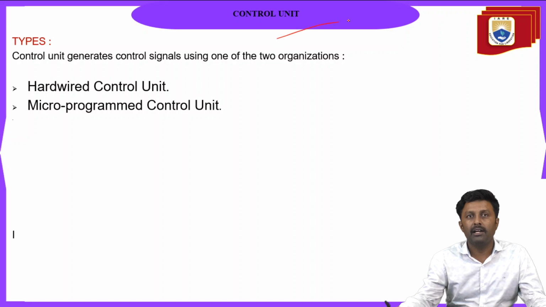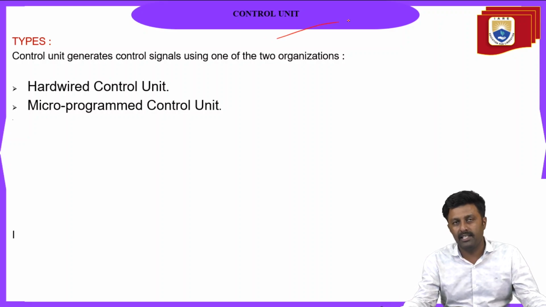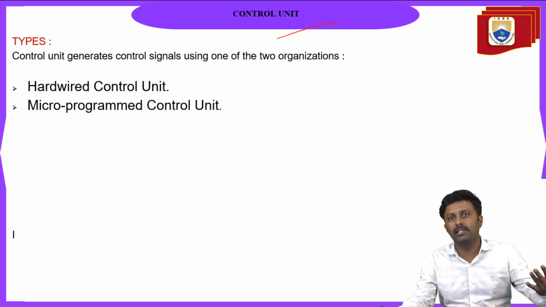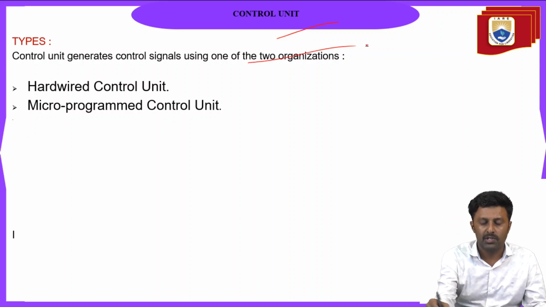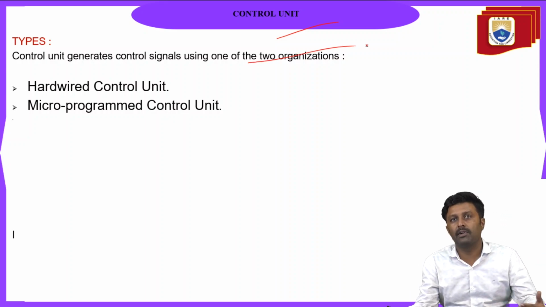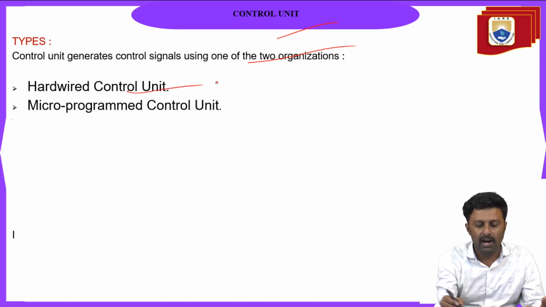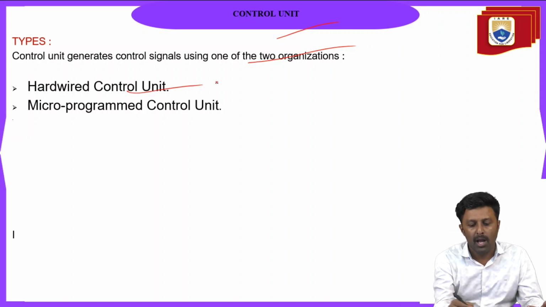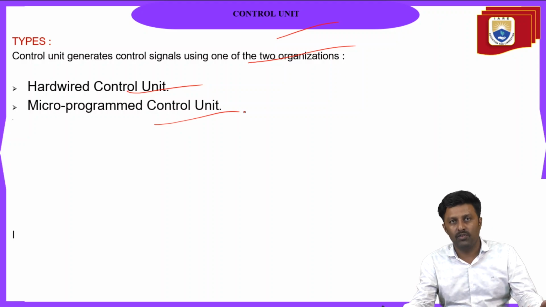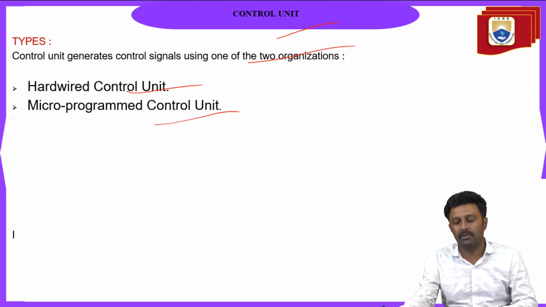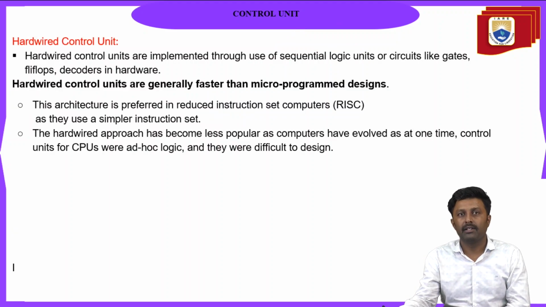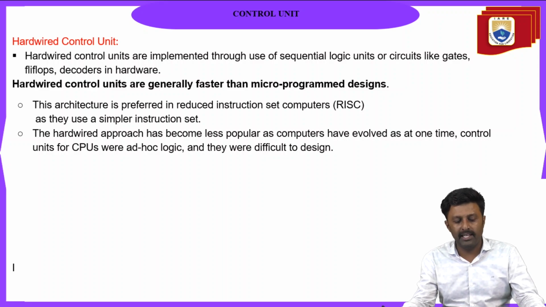Now there are two types of control unit. Let us see the types of control units. Control units generate the control signals using two organizations. The first one is the hardwired control unit, and the second one is the microprogram control unit. These are the two types of control unit, and we will see them one by one.